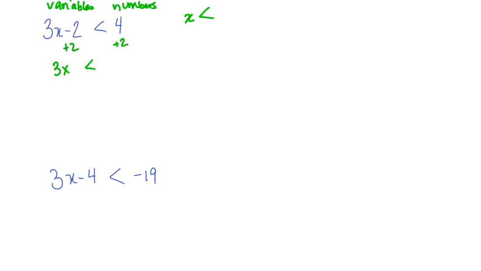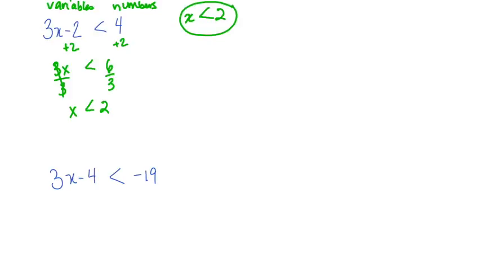Then I'm left with 3x is less than 6. Now I want to go ahead and detach this 3 coefficient from the x, and the way to do that is by division because they're being multiplied. So I'm going to divide each side by 3. That gives me a 1x here. And my answer is x is less than 2.